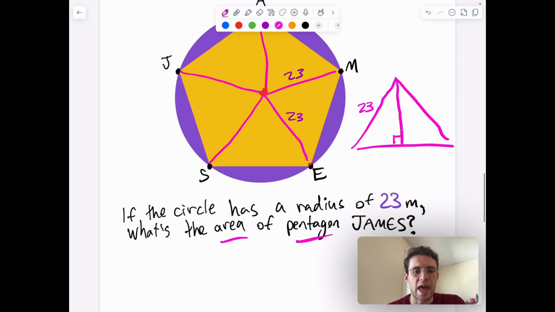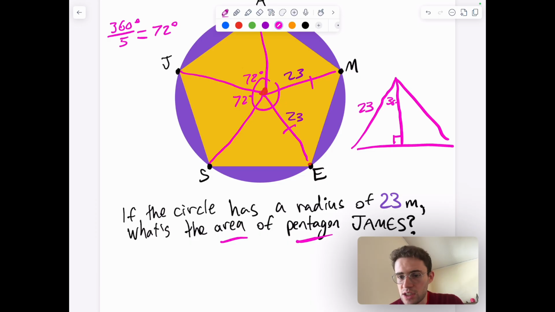And we can also find the angle, right? Again, the entire circle is 360 degrees. If you divide it into 5 equal sized slices, you just divide that by 5, gives us 72 degrees. So each of these angles up top is 72 degrees. And then because it's an isosceles triangle, right, we have 23 and 23, when you cut that in half with an altitude, or when you drop an altitude, it will cut that angle in half. Half of 72 would be 36 degrees. All right, so now we have 36 degrees up top.